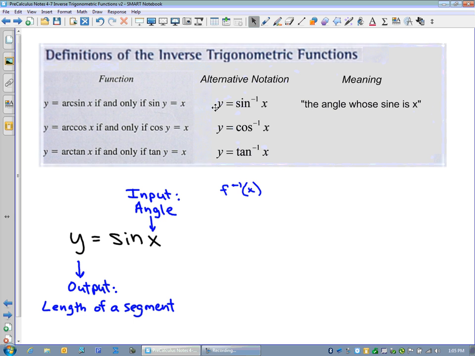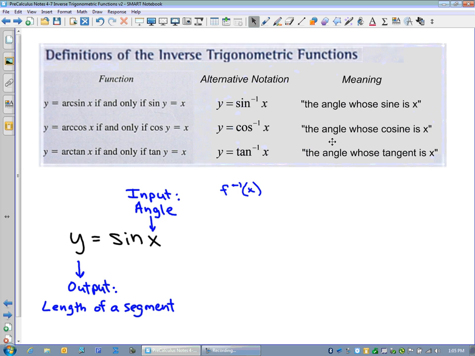So when you see this notation, or the arc sine notation, you ask yourself the question, what is the angle whose sine is x? And it's the same corresponding questions for cosine. You say, what is the angle whose cosine is x? And what is the angle whose tangent is x? That is literally the meaning of this notation.